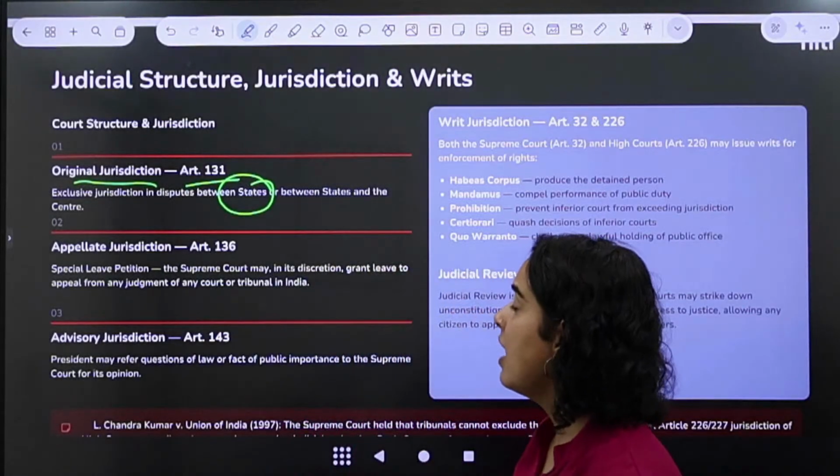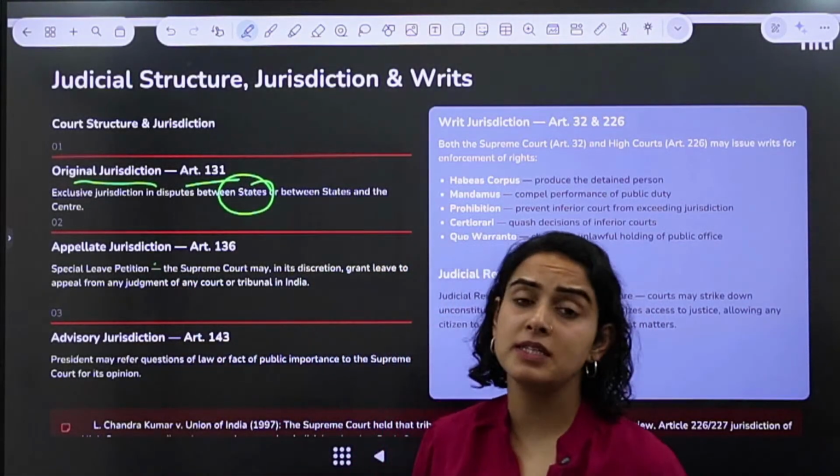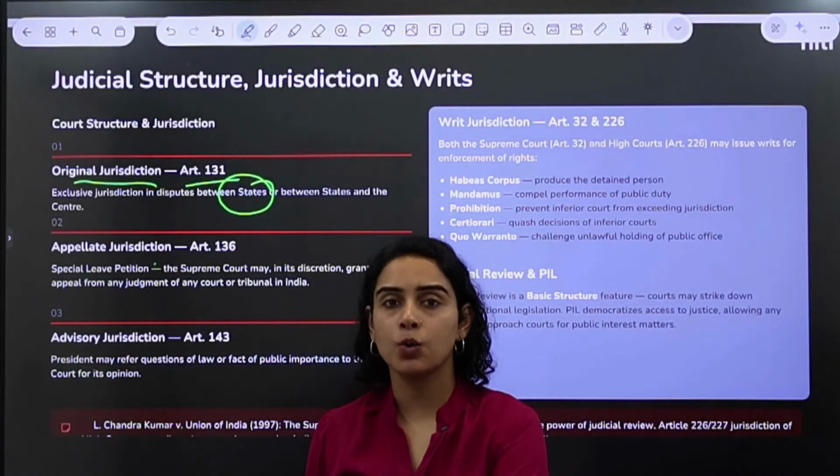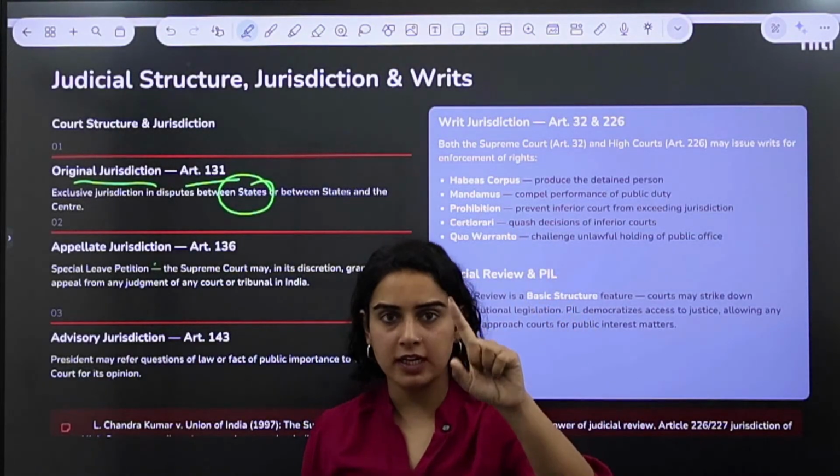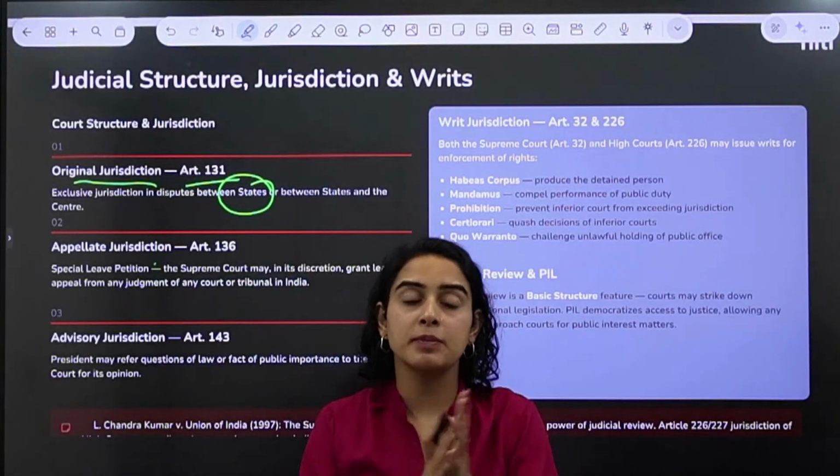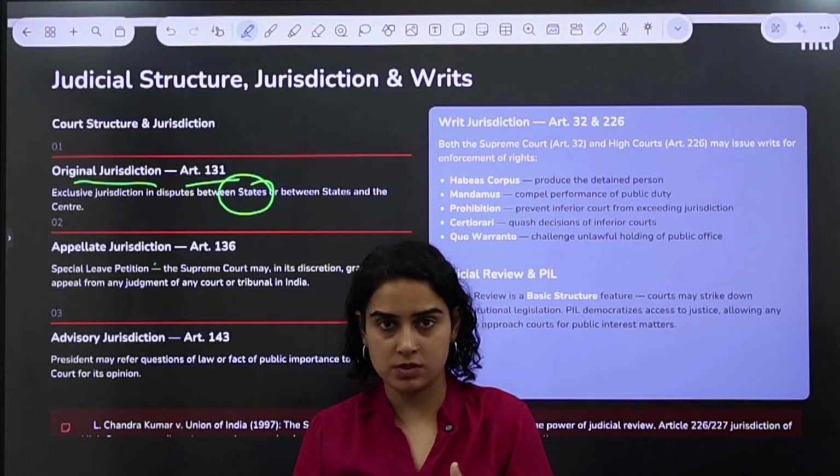Okay. Then we have appellate jurisdiction, which basically means that if any high court... you know that there is only one Supreme Court in the country and every state or multiple states and UTs, they have high courts, right?